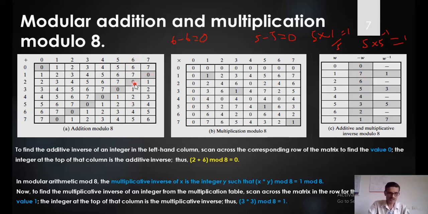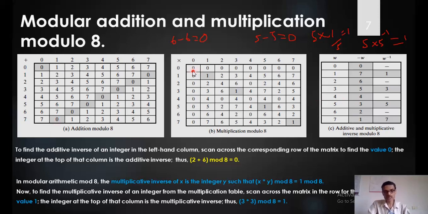The same fashion for 2, it is 6. Identify the 0 and the corresponding column number. For 4, it is 4 itself, because 4 plus 4 mod 8 is 0. Okay, 7 plus 1 mod 8 is 0. So for 7 it is 1.